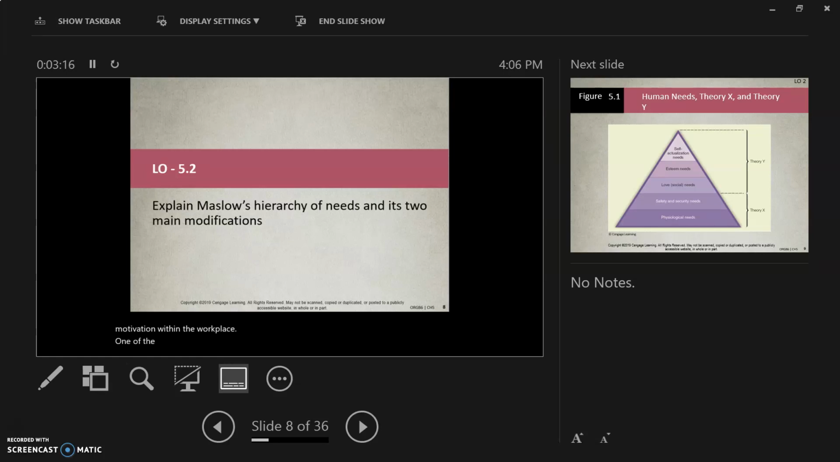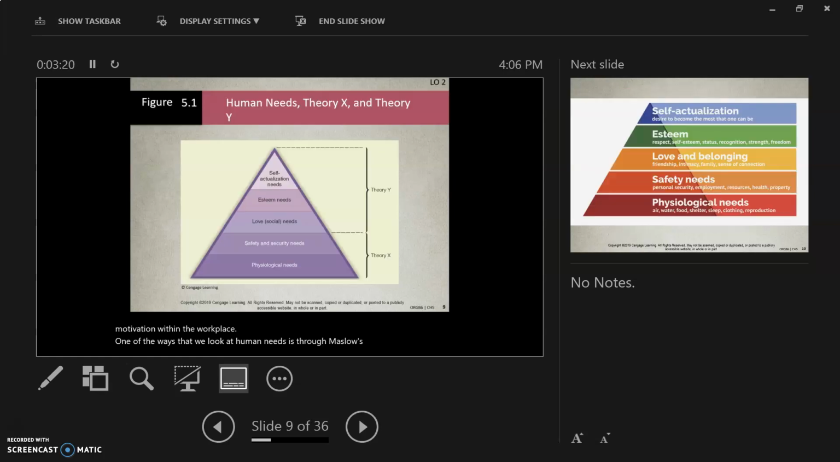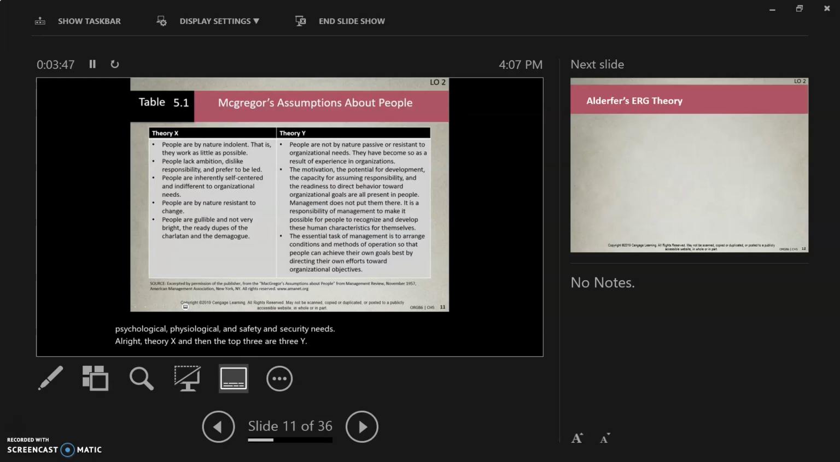One of the ways that we look at human needs is through Maslow's hierarchy. Maslow's hierarchy of needs says that we have various levels of needs. The bottom of the pyramid is our most basic needs, followed by safety and security, love and social needs, esteem needs, and self-actualization. We'll look at them in more depth in a minute. Physiological and safety and security needs are Theory X, and then the top three are Theory Y.